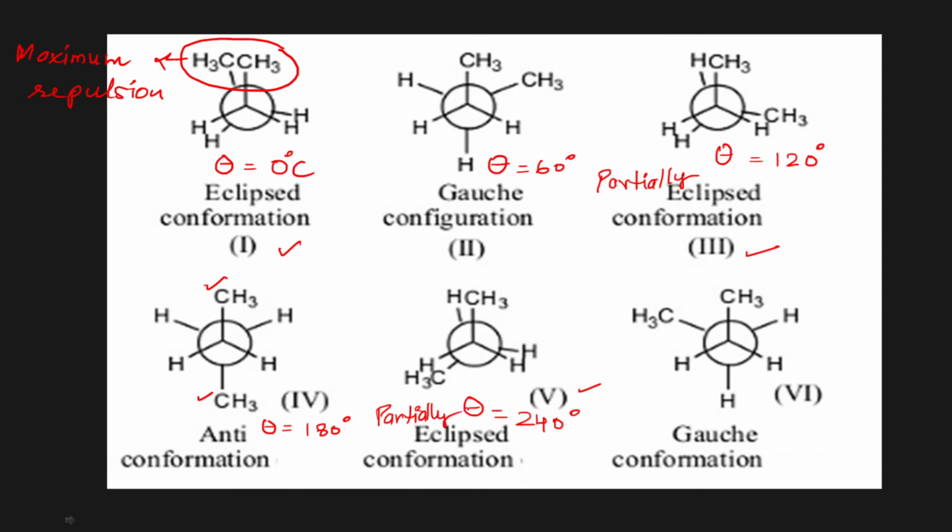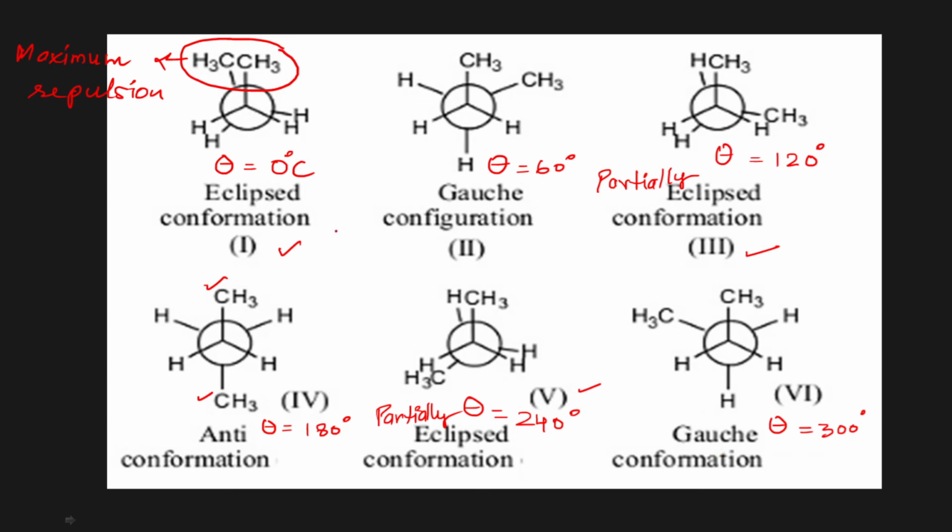This is also a partially eclipsed conformation. It is going to be more stable than the eclipsed conformation. Another rotation of theta we are taking over here. So theta in this case is going to be 300 degrees. 300 degrees gives us a conformation which is a gauche.